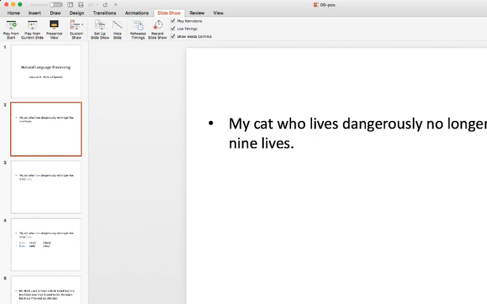So if you naively treat words as things that are orthographically the same, you run into some problems. And one problem is that they may not be of the same part of speech. So you've got lives and lives. Lives is what part of speech? My cat who lives dangerously, that's a verb. And lives is a noun, a plural noun.